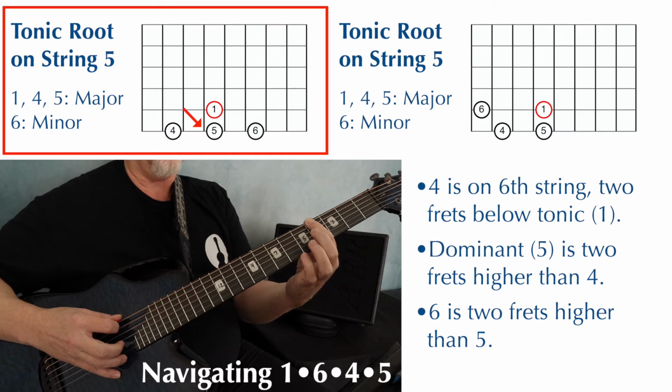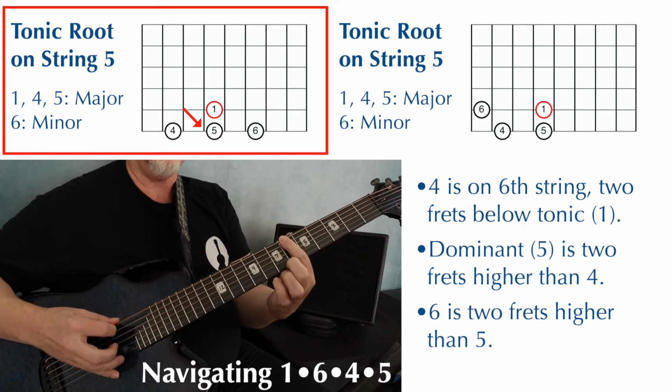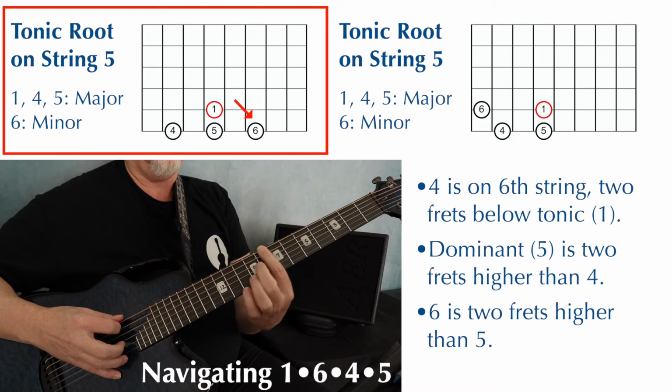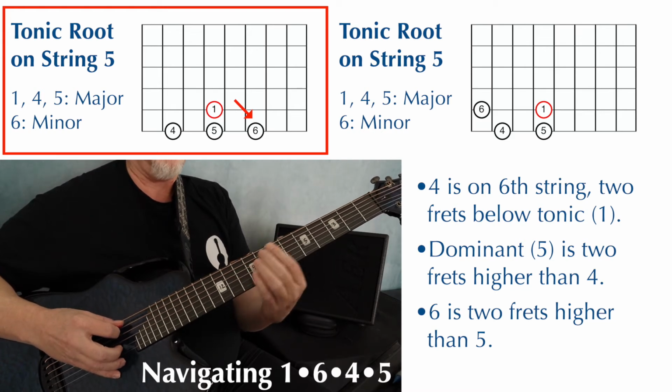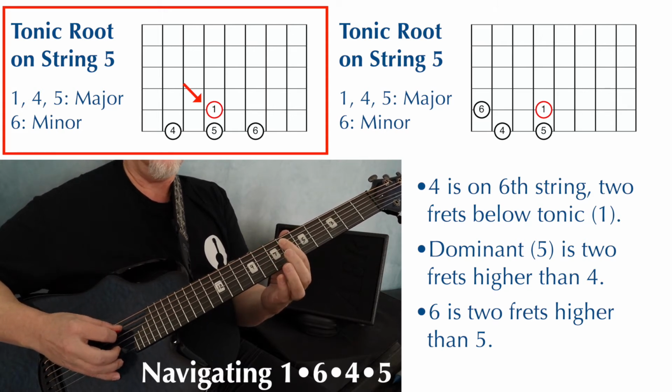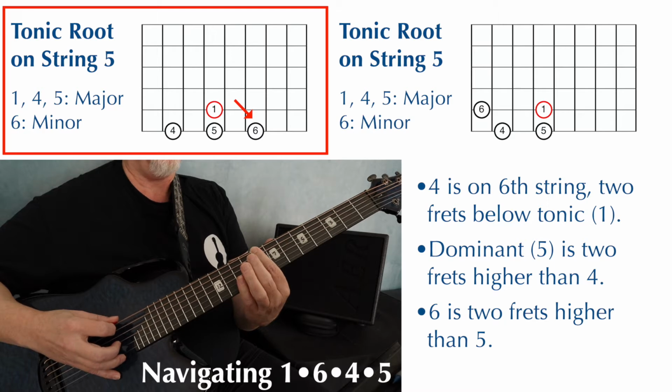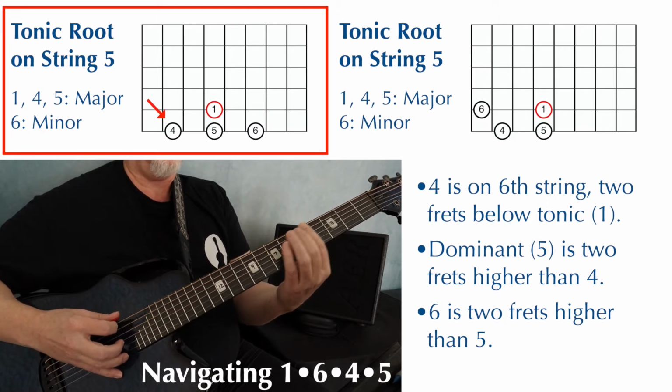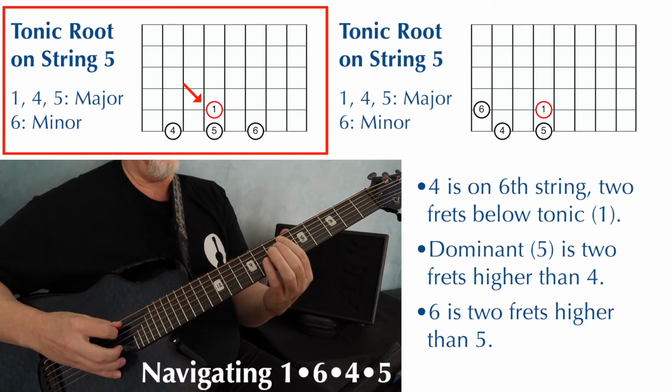Your 5 chord is going to be 2 frets to the right of your 4. 6 chord is 2 frets to the right of your 5, and then back to 1. So if I'm playing the roots of my 1, 6, 4, 5, 1 progression, 1, 6, 4, 5, and 1. Put chords to that, and this would be in the key of E flat major.